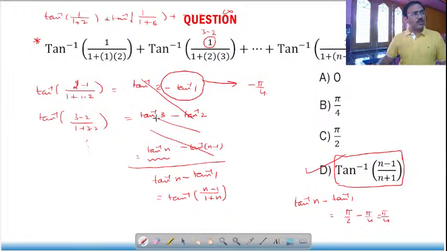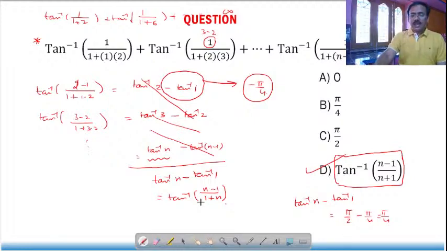But most of the students will make this mistake. They will be cancelling the thing. They feel that this term is also cancelled. They get the answer minus pi by 4 when it is given. So be careful, friends. Whenever you are given sum of infinite terms, you take the sum to n terms, then keep on cancelling. Then after writing sum to n terms, you apply limit n tends to infinity. Then you will get the right answer, friends. Hope you got my point. Clear?